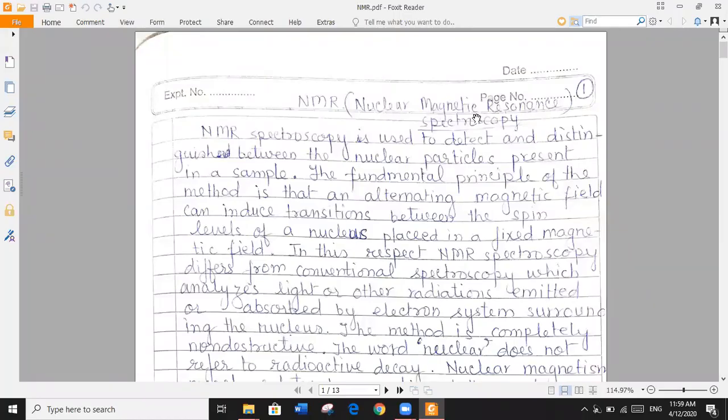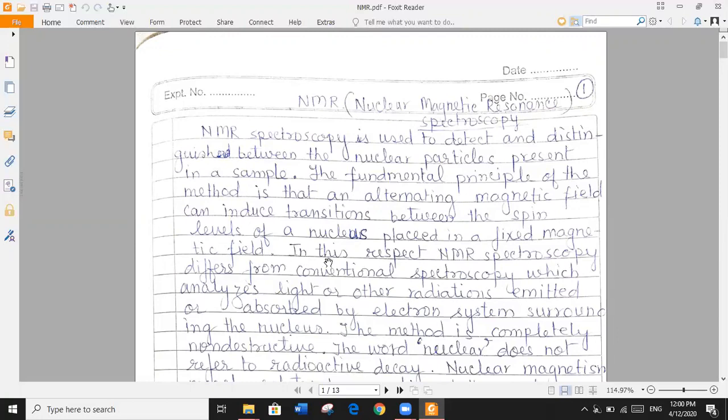NMR or nuclear magnetic resonance spectroscopy. This is the topic of today's lecture. What is NMR? NMR spectroscopy is used to detect and distinguish between the number of nuclear particles present in a sample. The fundamental principle of the method is that an alternating magnetic field can induce transitions between the spin levels of a nucleus placed in a fixed magnetic field.